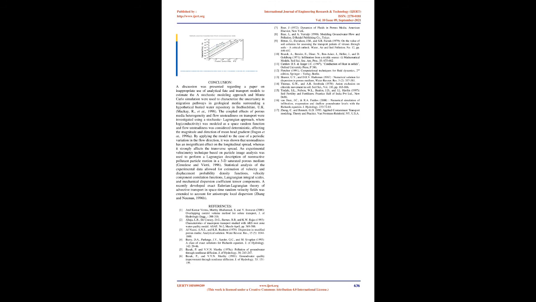Statistical analysis of the experimental data allowed for estimation of velocity and displacement probability density functions, velocity component correlation functions, Lagrangian integral scales, and mechanical dispersion coefficient tensor components. A recently developed exact Eulerian Lagrangian theory of advective transport in space-time random velocity fields was extended to account for anisotropic local dispersion, Zhang and Neuman, 1996b.